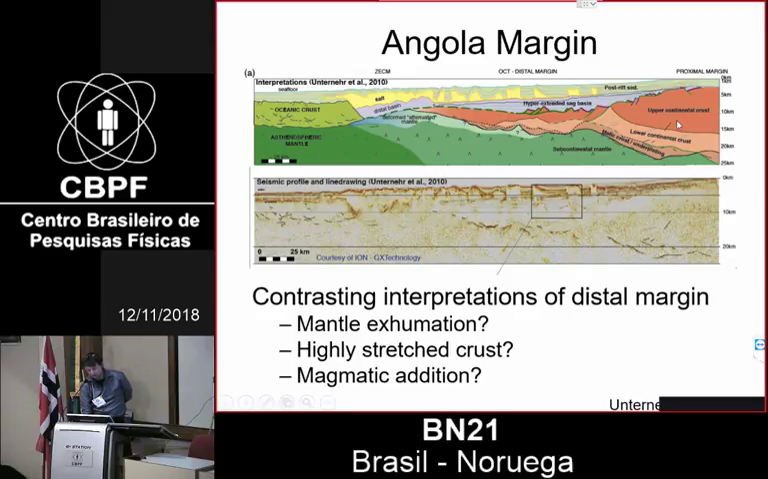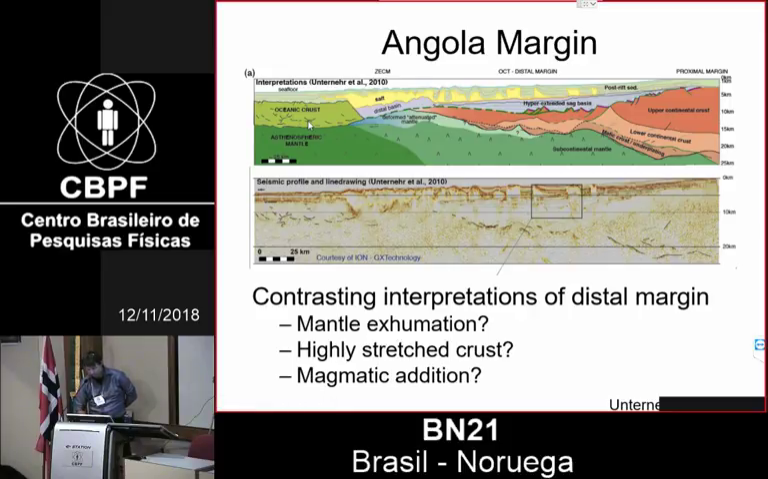And these authors have used this interpretation in the framework of a mantle exhumation model. In this case, they have an interpretation where they have basically a crustal section that's necking in the distal margin. They interpret exhumation of this green material to basically the seafloor, mantle exhumation before the start of mature oceanic crust formation.